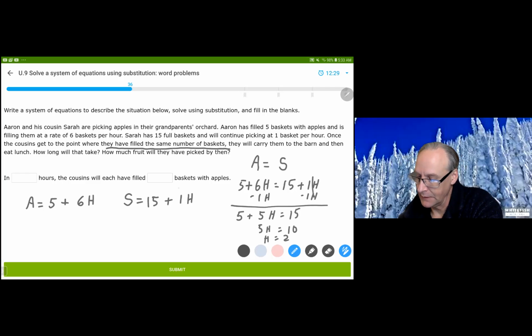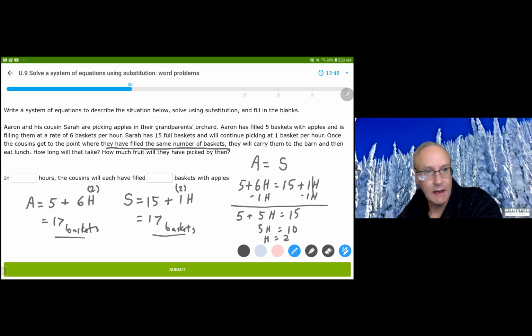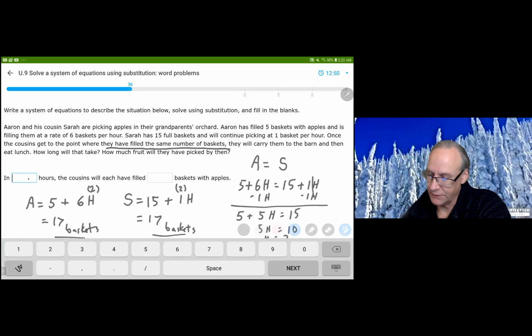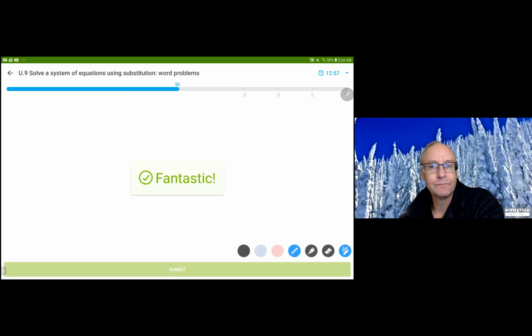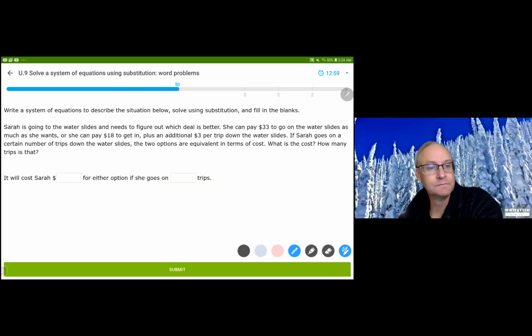Let's see. Sarah is going to have 2 plus 15, which is 17 baskets. And after 2 hours, Aaron will have 12 plus 5, which is 17 baskets. Notice that it does not take very long to check your answer, and it's always a good idea. So in 2 hours, the cousins will have filled 17 baskets with apples. Lots of substituting, very common type of practice.